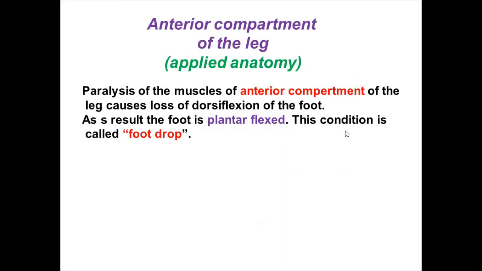If this nerve is injured at the level of the neck of the fibula, then the muscles of the anterior compartment lose their stimulation. That causes loss of dorsiflexion of the foot, because all the muscles of the anterior compartment cause dorsiflexion of the foot. When this is lost, then the muscles at the back of the leg get the upper hand, which causes plantar flexion of the foot. This condition is called foot drop.